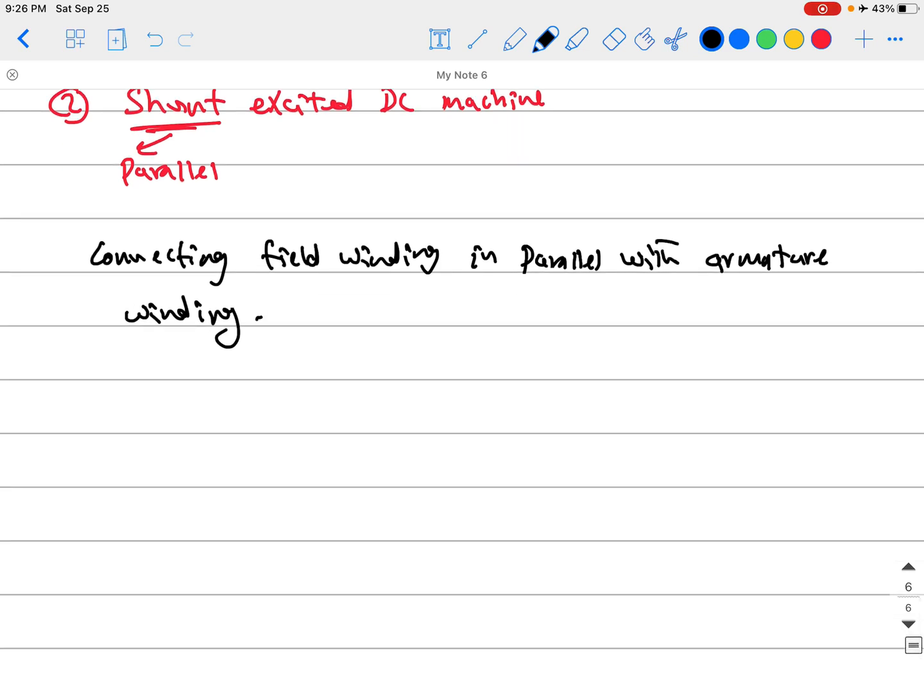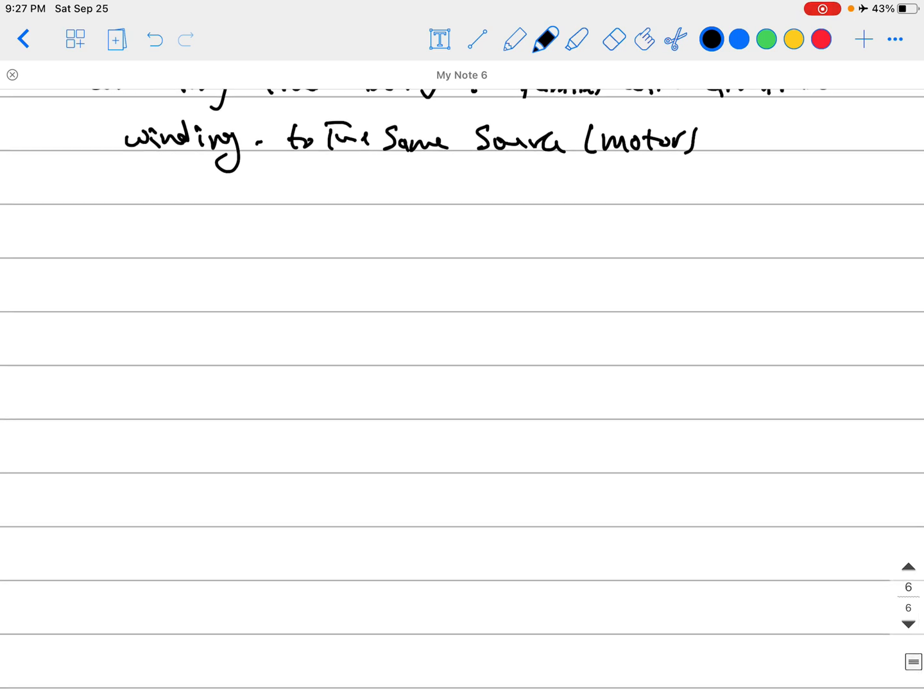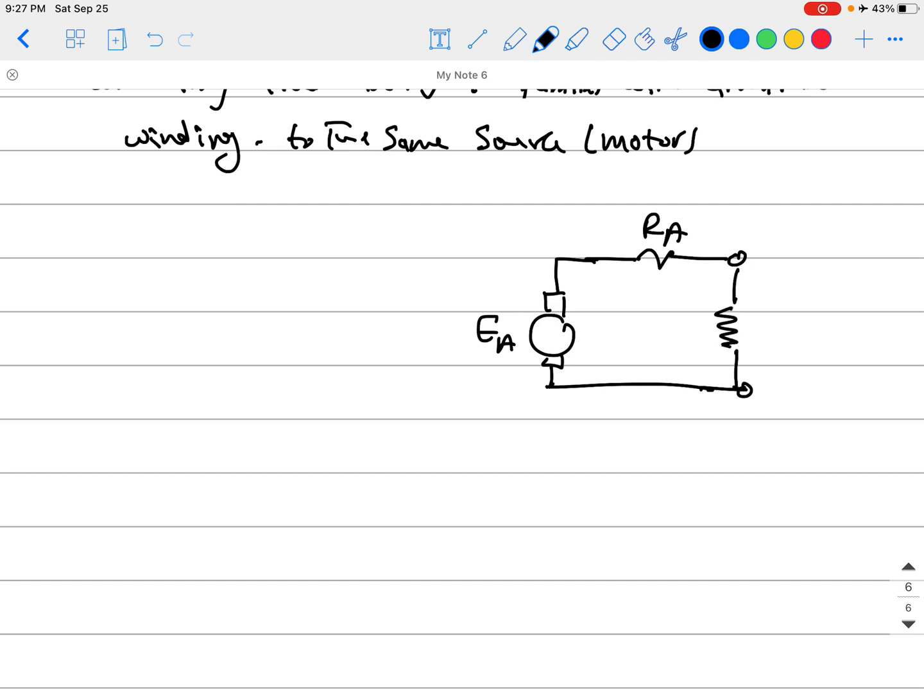Rather than having a different source for each one of them, you connect to the same source, if you're talking about a motor. Exactly. So the whole point is here. Remember your armature circuit, it will be just like that. That's our armature, and that is the induced voltage inside the machine. That's your armature circuit. Yes? What you do basically is have your field winding connected between them at the same terminals like this. And now you have V terminal, plus and minus.